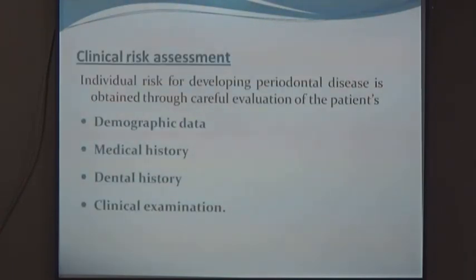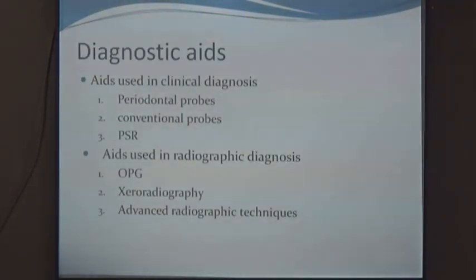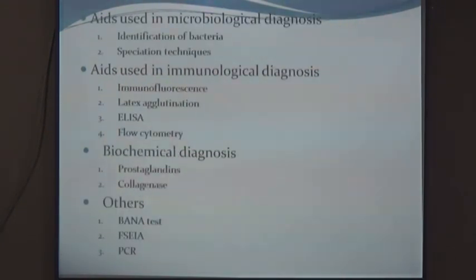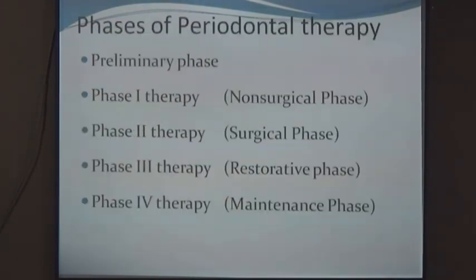And assessment. Individual risk for developing periodontal disease is obtained through careful evaluation. All these are regular history. And diagnostic aids. What are the different types of diagnostic aids they can ask you? Aids in microbiological identification and specific, and aids in immunological, and mainly ELISA will come under immunological diagnosis. Treatment plan, I told you, first diagnose, then think about the prognosis, then you do the treatment plan.